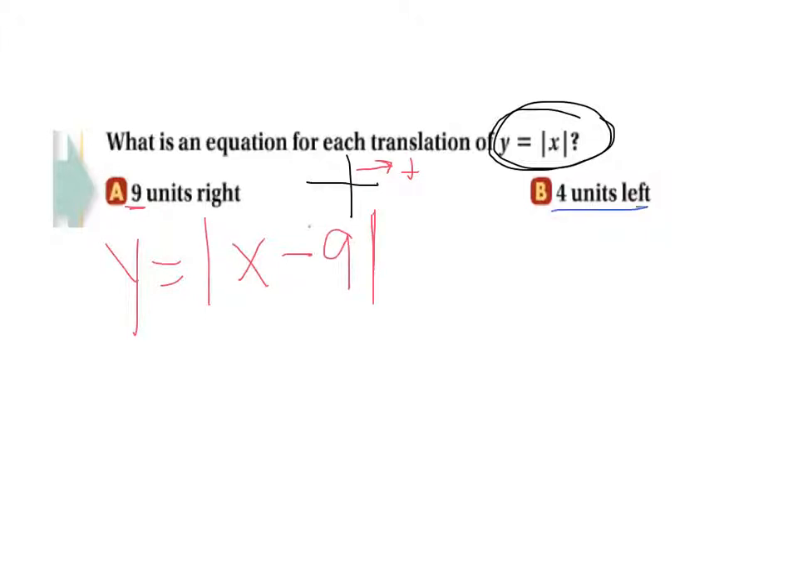If I want to move 4 units to the left, remember if I were to draw my graph here, moving left is moving negative. So I actually have to write out a positive because it's opposite on the inside of the function. So this is what that would look like.